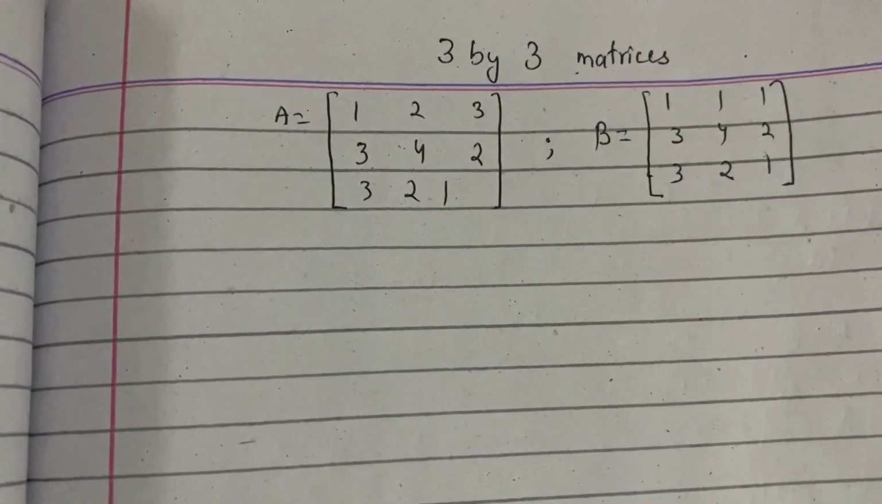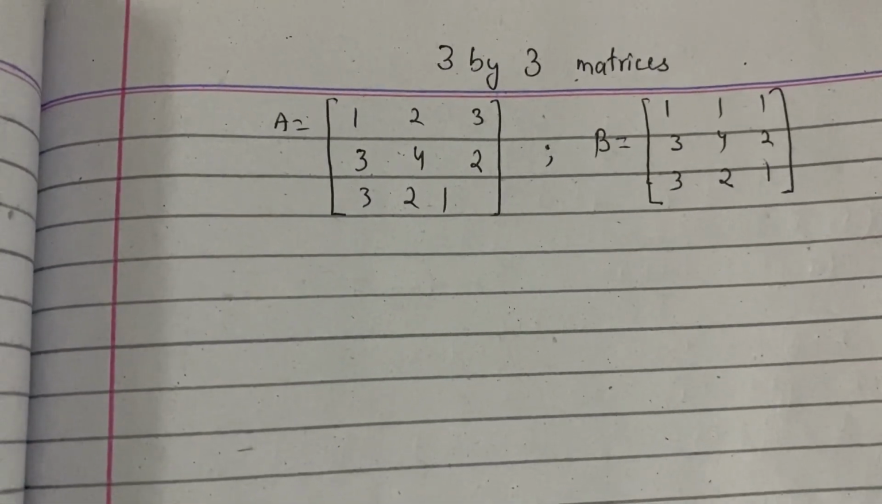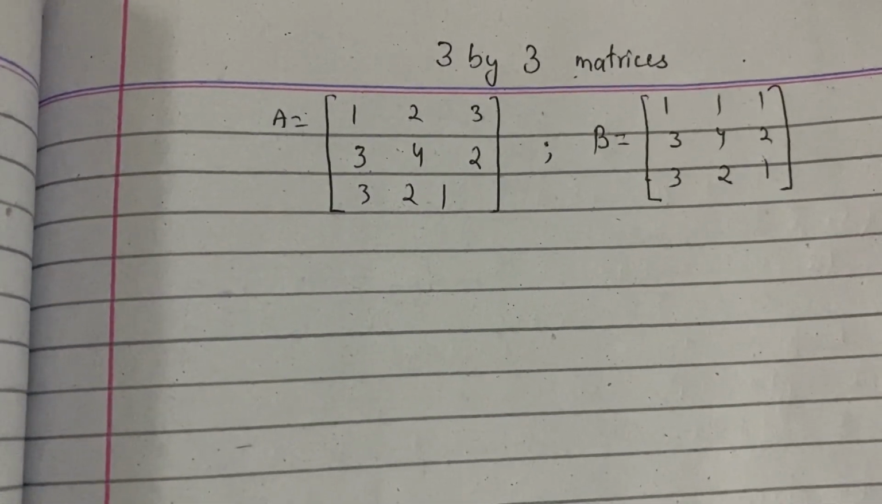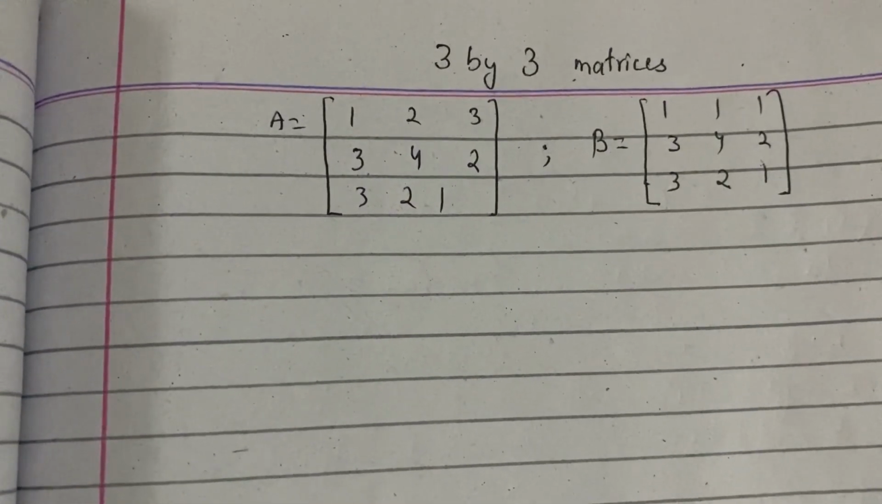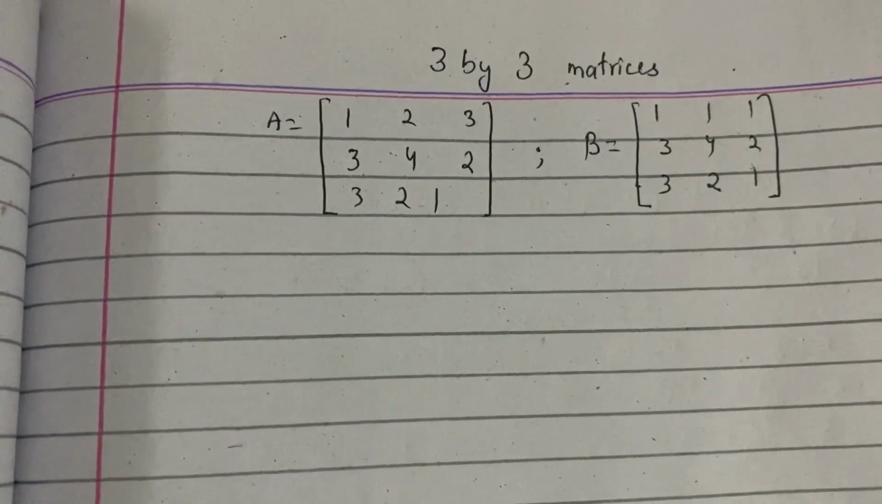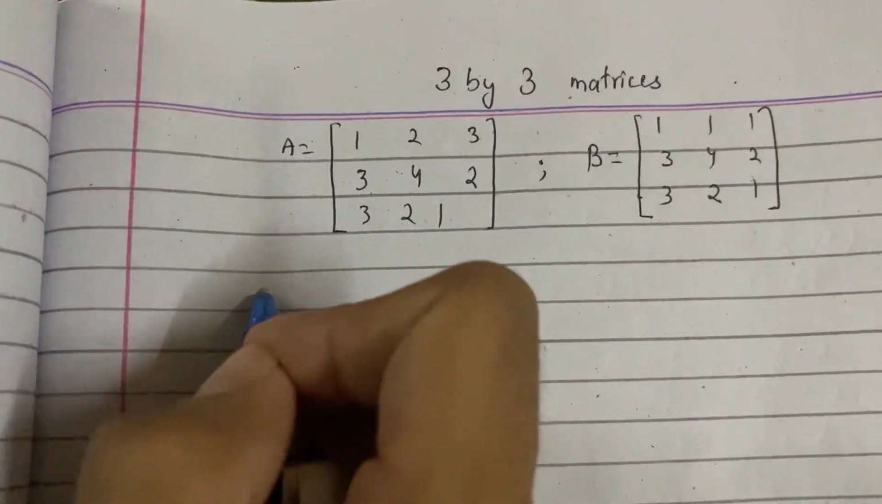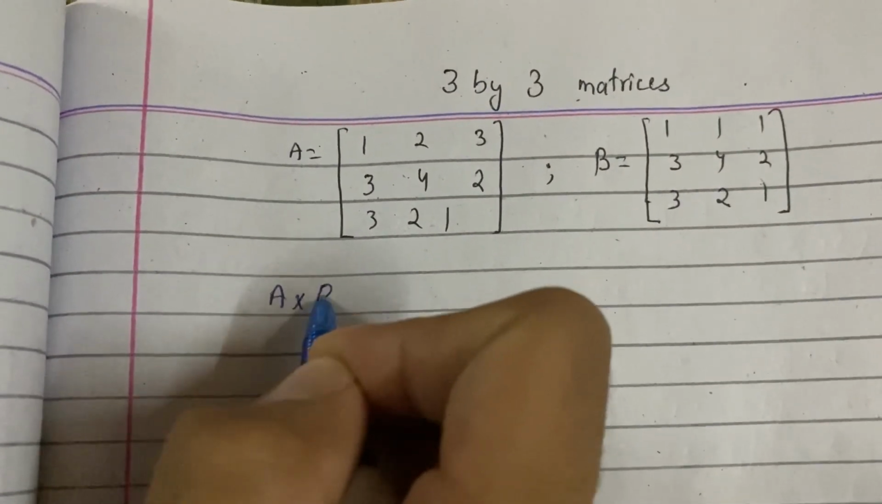So these both are 3 by 3 matrices. It means the order of both matrices is 3 by 3. So you have to find the product of both matrices. You have to basically multiply A with B.